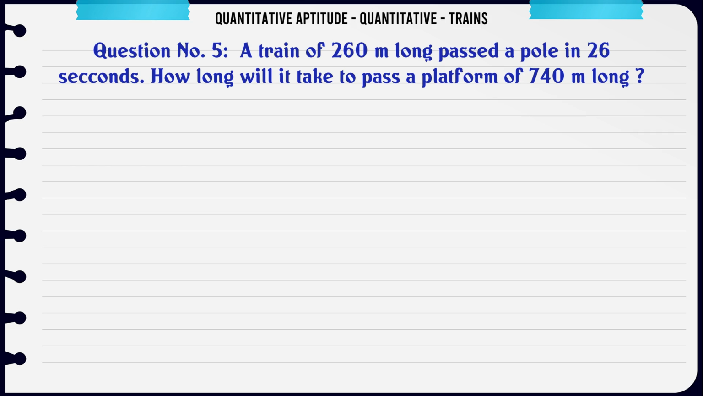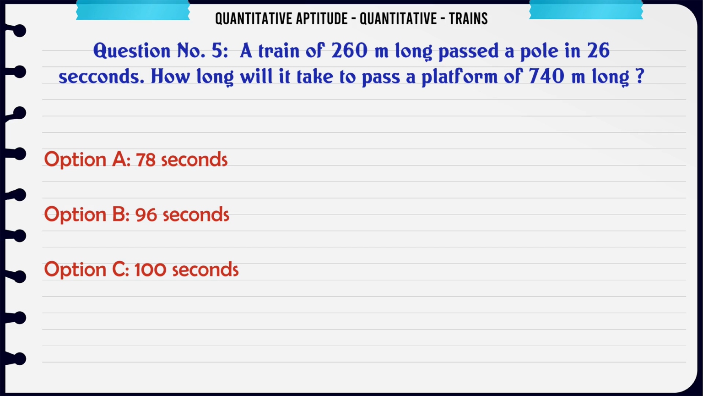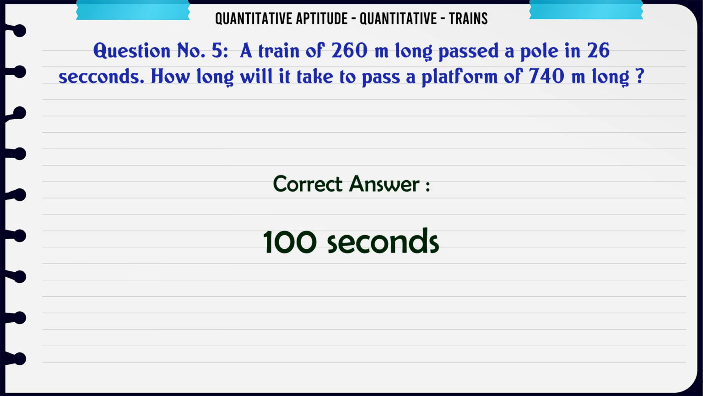A train of 260 m long passed a pole in 26 seconds. How long will it take to pass a platform of 740 m long? A 78 seconds. B 96 seconds. C 100 seconds. D 115 seconds. The correct answer is 100 seconds.